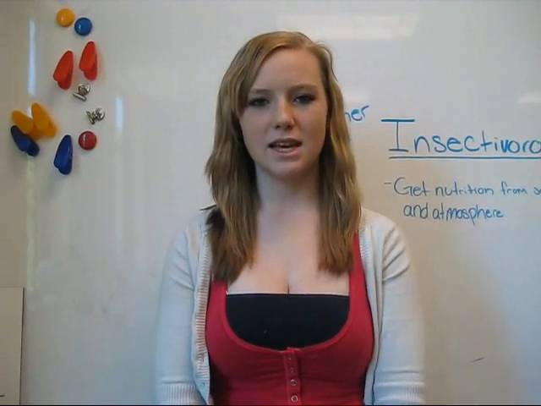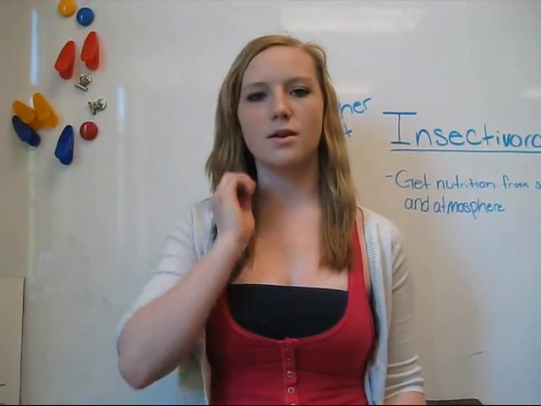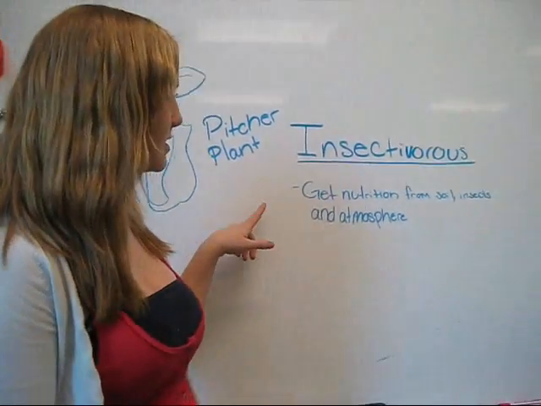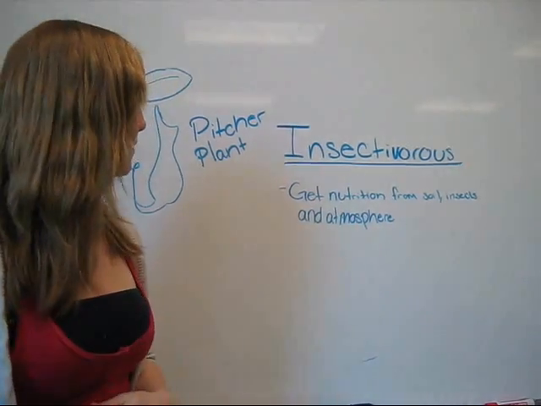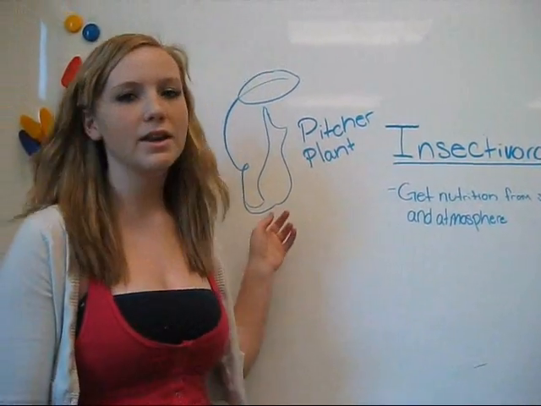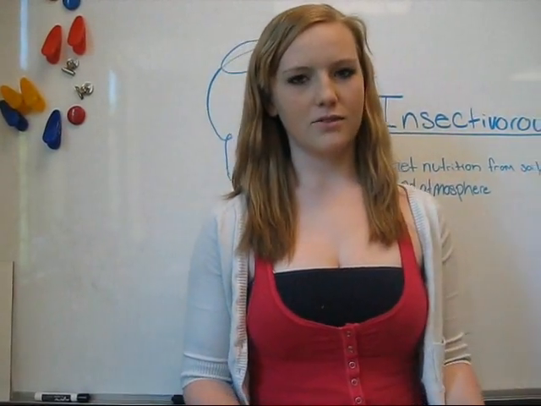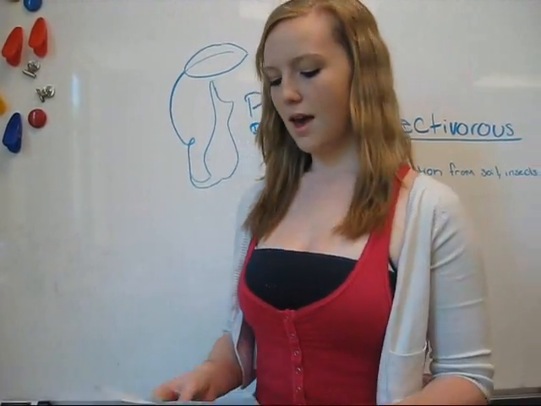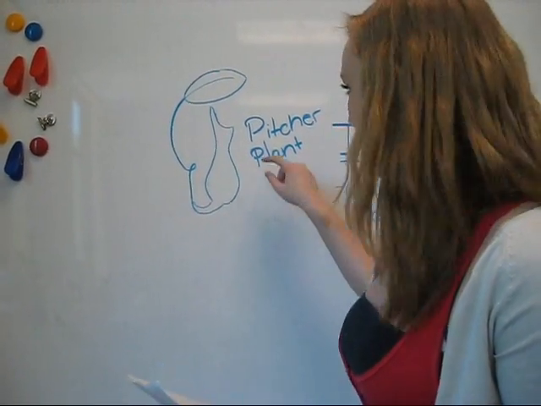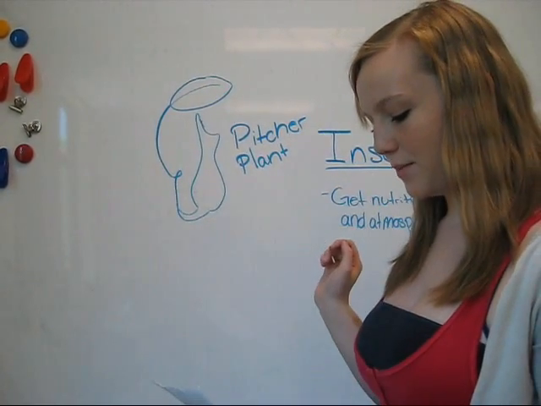Some plants eat insects and absorb their nutrients from the soil and the atmosphere, and those are called insectivorous plants. An example of an insectivorous plant is a pitcher plant. A more commonly known one is the Venus flytrap. And this plant opens here and the insects go into it.